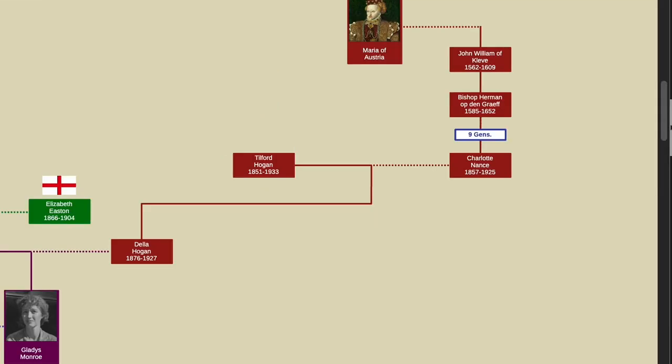Now, if we go to her maternal side, her mother was the daughter of Della Hogan. She was the daughter of Tifford Hogan and Charlotte Nance. Now, Tifford was mostly English, a little bit Dutch. Her mother, Charlotte, was a descendant of a man, Oakdengraff, forgive me if I said that wrong, who was the son of John William of Cleve, and John William was the son of Maria Habsburg of Austria.